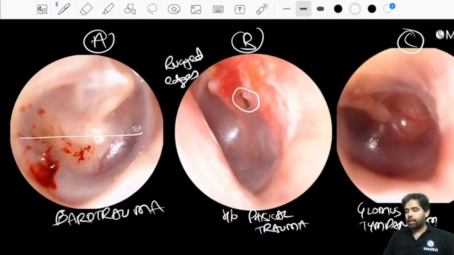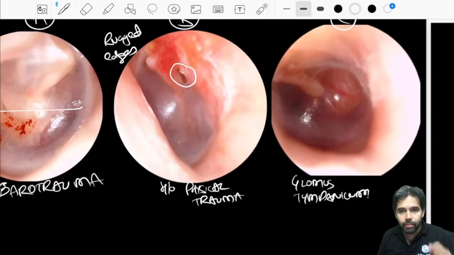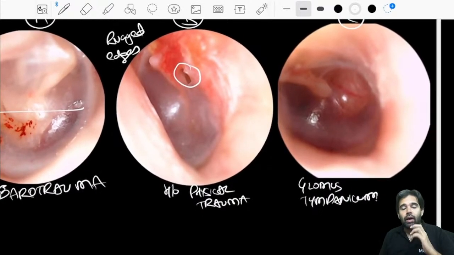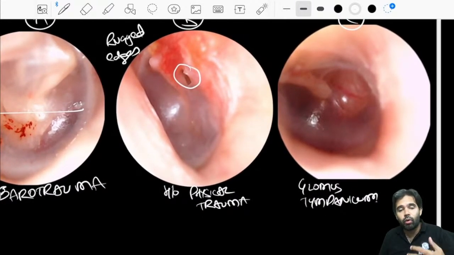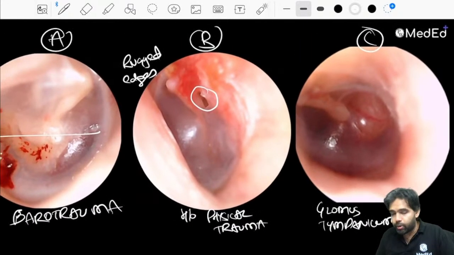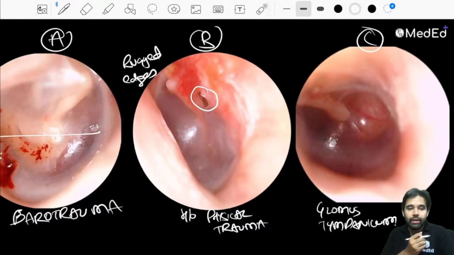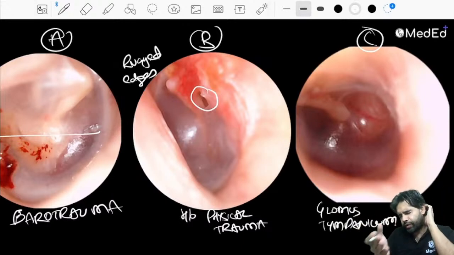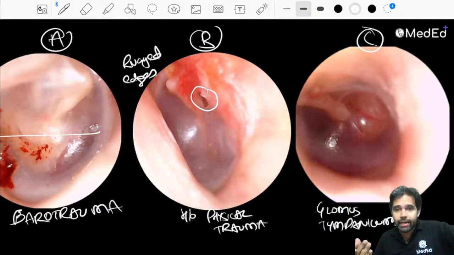Many of the students think that glomus tympanicum and glomus jugulare are the same. They are actually not the same. Glomus tympanicum is coming from the promontory. The promontory is the medial wall of the middle ear, and sometimes a tumor from the blood vessels of the glossopharyngeal nerve plexus, which is there, can come.